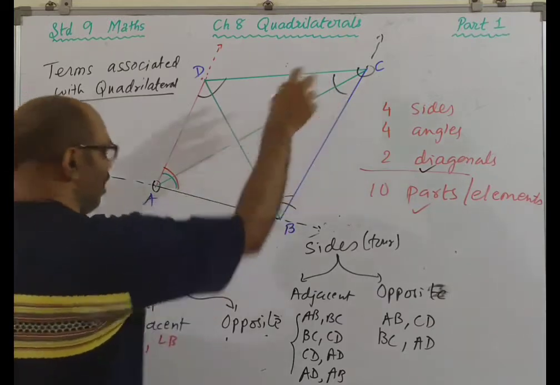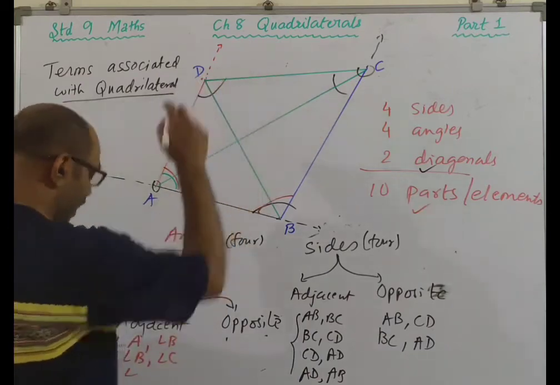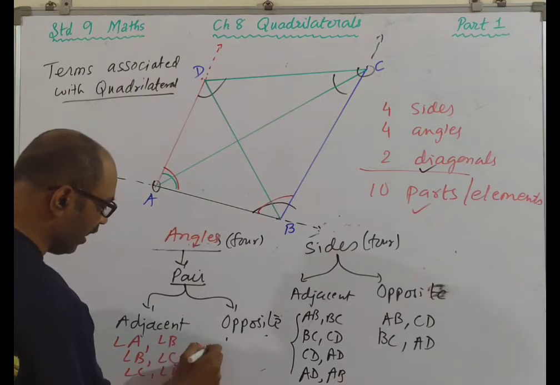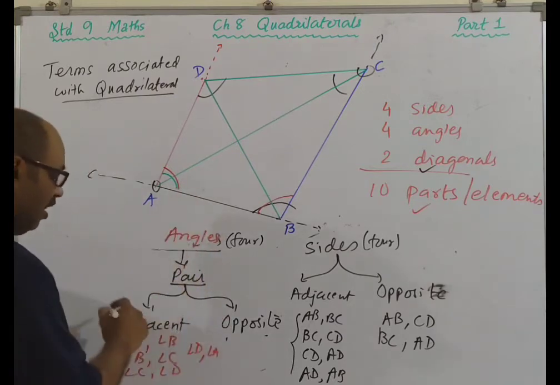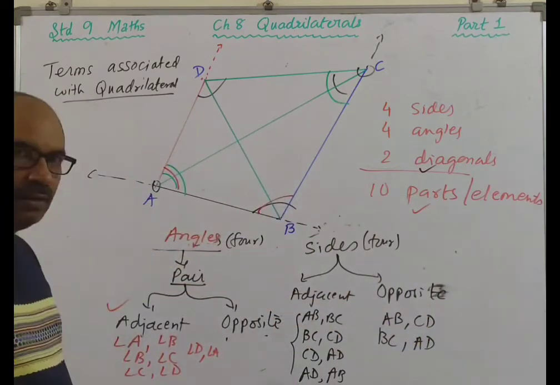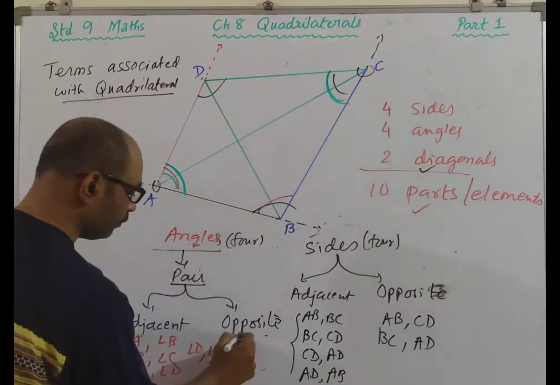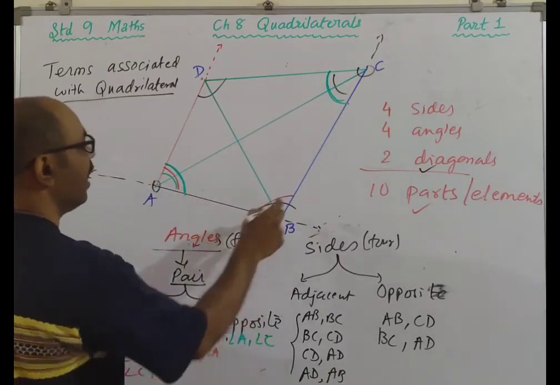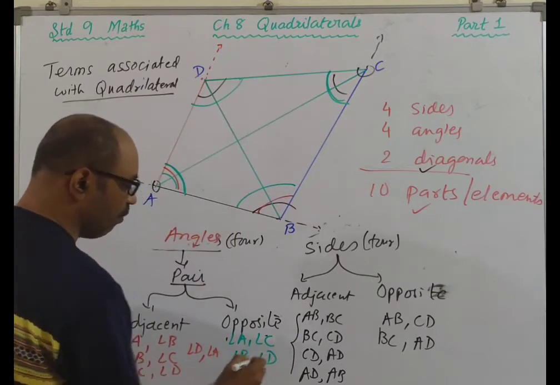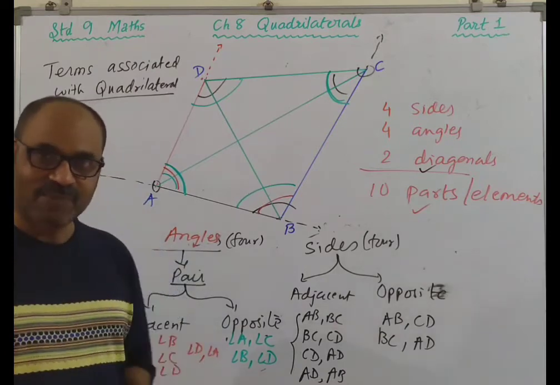फिर एंगल B और एंगल C, एंगल C और एंगल D, and angle D and angle A. These are adjacent pair of angles. Correct children? Now opposite, angle A and angle C, and angle B and angle D. They are opposite pairs of angles. Is that clear to you children?